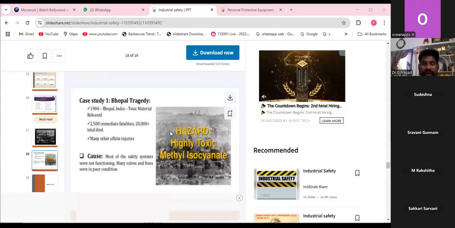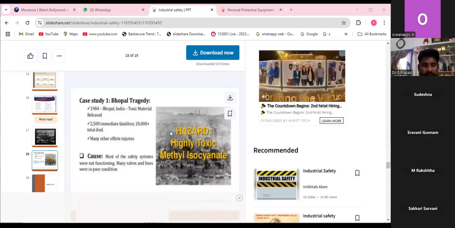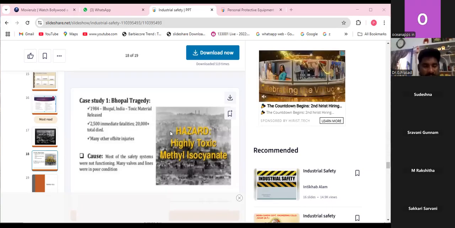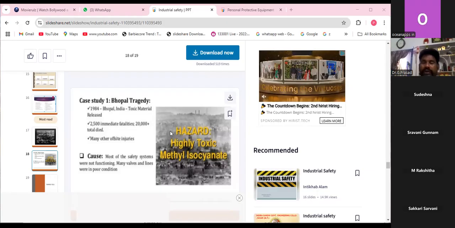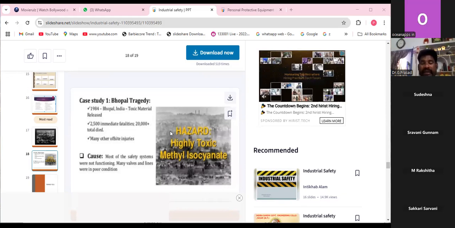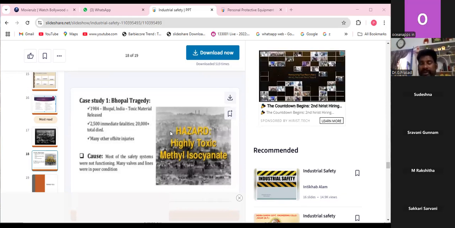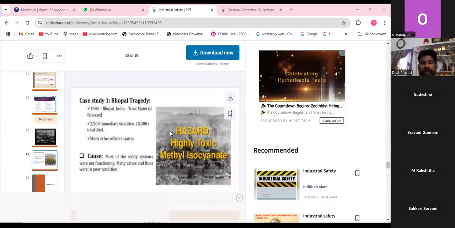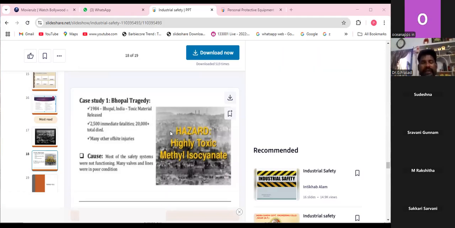What is the cause of the Bhopal tragedy? Most of the safety systems were not functioning. Many holes and lines were in poor condition. The Bhopal tragedy happened in India, but the company was related to American people. Americans set up the company in India in 1984. One gas, methyl isocyanate, leaked in the night, spread and mixed with air. The main reason is methyl isocyanate.